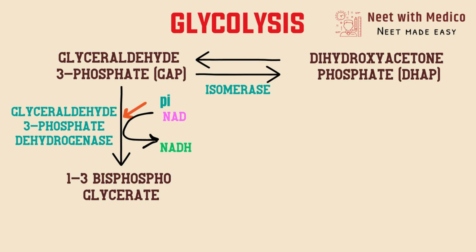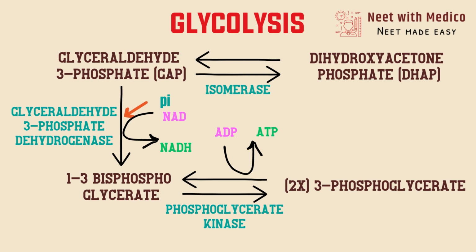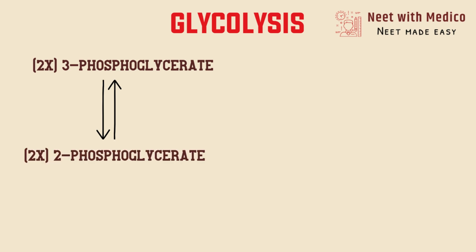The 1,3-bisphosphoglycerate is converted to 3-phosphoglycerate with the help of the enzyme phosphoglycerate kinase. This kinase enzyme transfers the phosphate group at the first carbon position of phosphoglycerate to adenosine triphosphate, ATP. And in this process, a molecule of ATP is generated. In the next step, 3-phosphoglycerate is converted to 2-phosphoglycerate. This is a simple rearrangement reaction that occurs with the help of the enzyme called phosphoglycerate mutase.